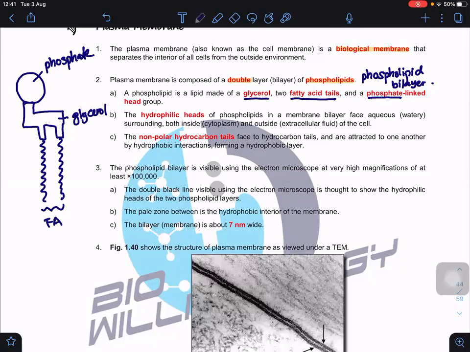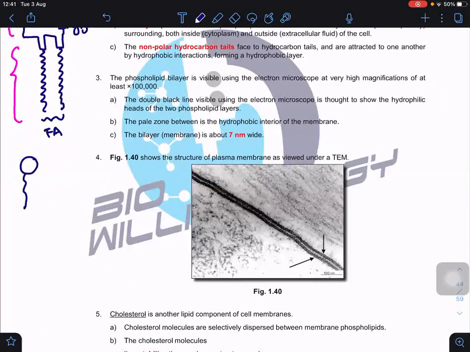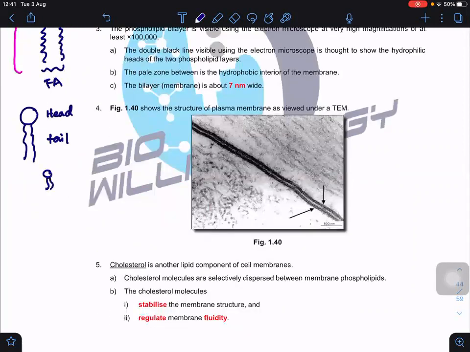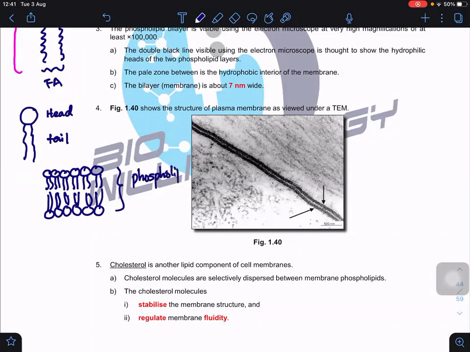In terms of structure, this part is called the head of the phospholipid and this is the tail. Normally we represent the phospholipid molecule by one circle and two tails. So how do they arrange themselves into the bilayer? They form one layer, and the second layer is opposite. So we form what we call a phospholipid bilayer. You get it?